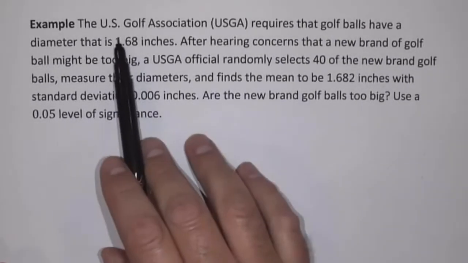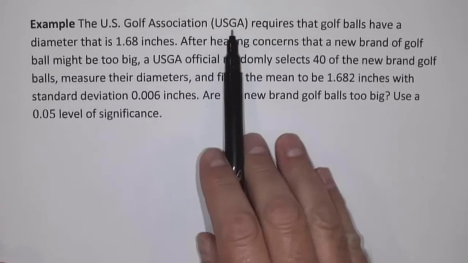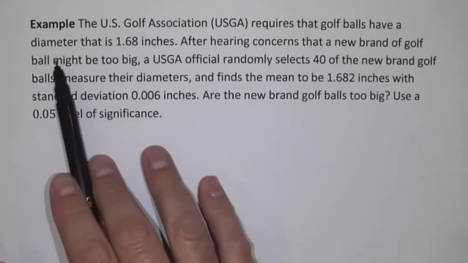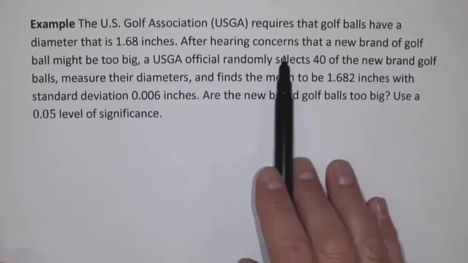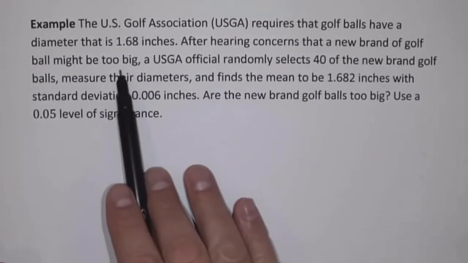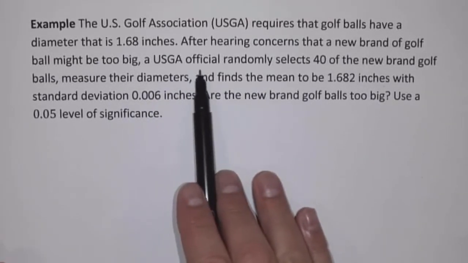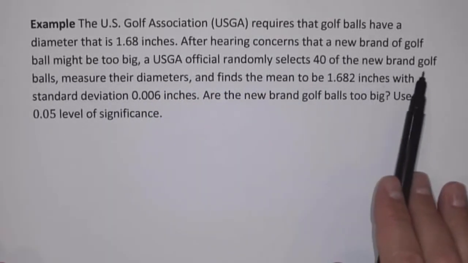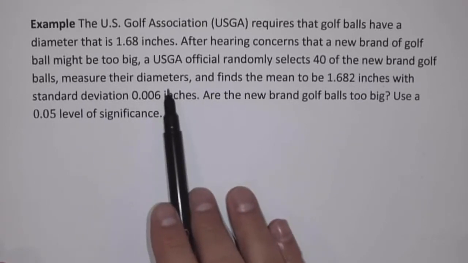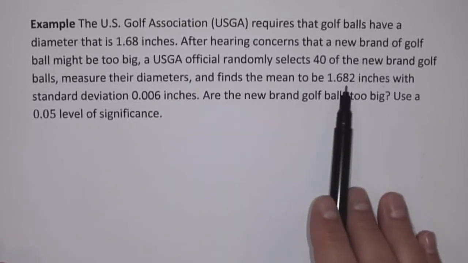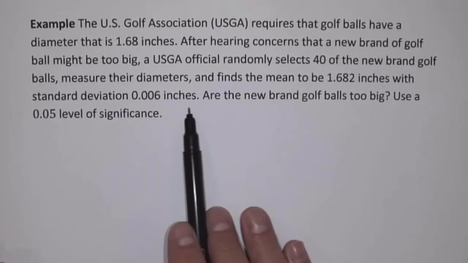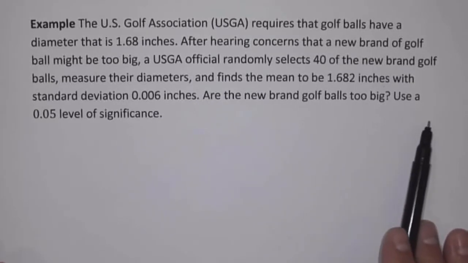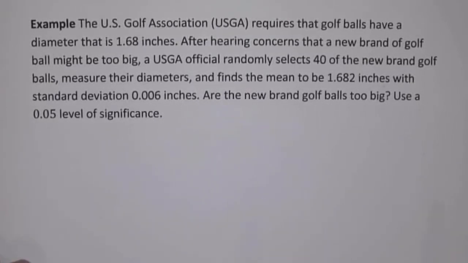Example. The U.S. Golf Association, or USGA, requires that golf balls have a diameter that is 1.68 inches. After hearing concerns that a new brand of golf ball might be too big, a USGA official randomly selects 40 of the new brand golf balls, measures their diameters, and finds the mean to be 1.682 inches with a standard deviation of 0.006 inches. Are the new brand golf balls too big? Use a 0.05 level of significance.